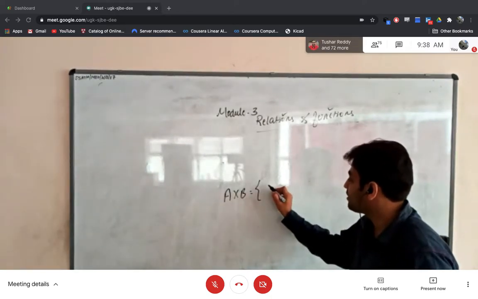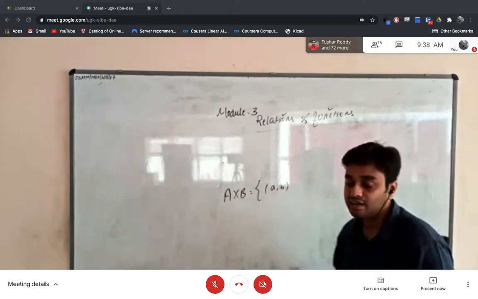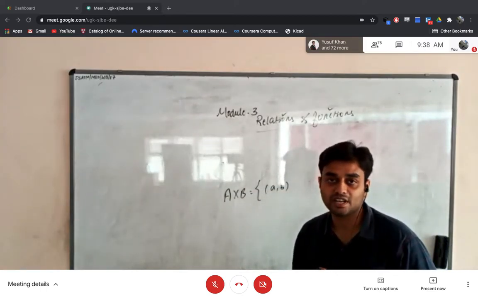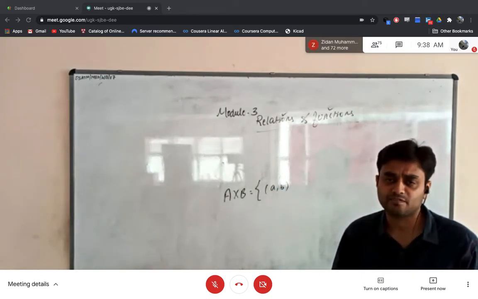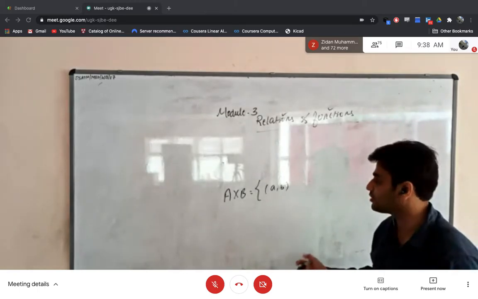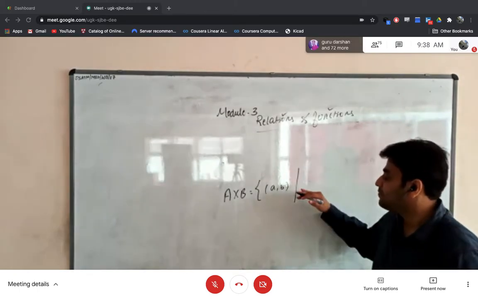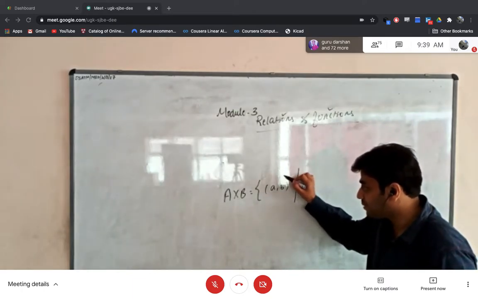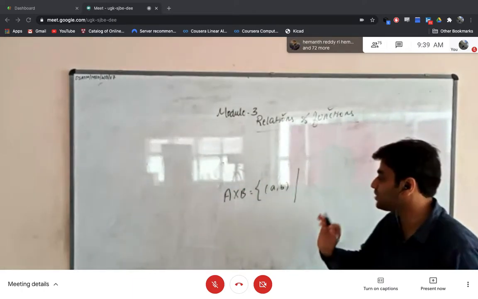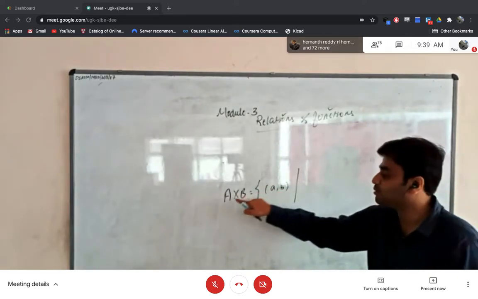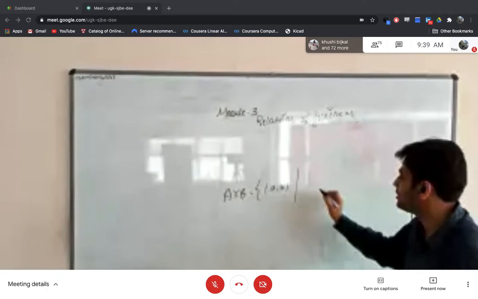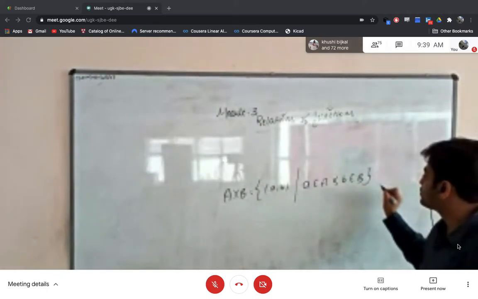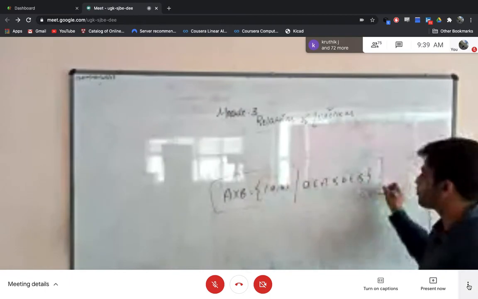So this A cross B contains ordered pairs. I'll repeat, it does not contain a single element, always it will contain ordered pairs. Ordered pair means it is just a pair of elements. You can take any elements, for example x comma y, 1 comma 2, a comma b, like that. But the rule is very simple. If I have to consider a particular ordered pair as belonging to the Cartesian product, the first element should belong to the set A, and the second element should belong to the set B. So this is the mathematical definition of a Cartesian product.